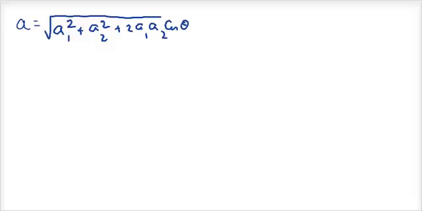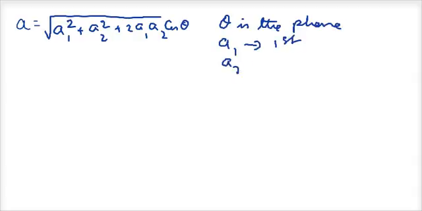So I hope you have understood this concept that A is equal to root over of A1 squared plus A2 squared plus 2A1A2 cos theta, where theta is the initial phase difference between the two waves. A1 is the amplitude of the first wave and A2 is the amplitude of the second wave. Now let's look at certain conditions.